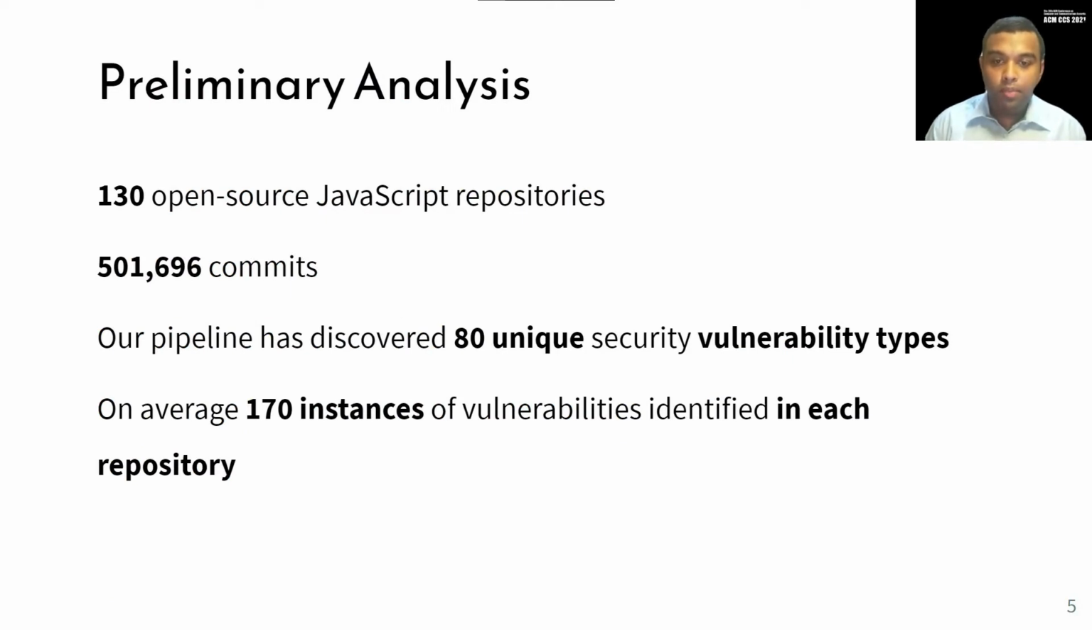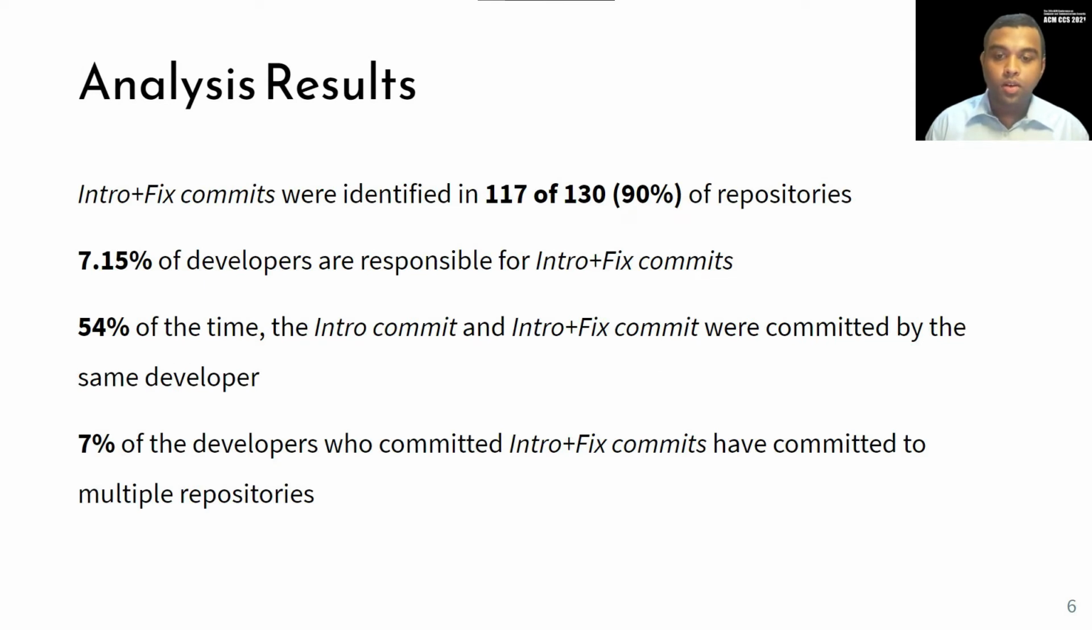Our analysis pipeline has analyzed 130 open source repositories comprising around 501,000 commits, and our pipeline has discovered 80 unique security vulnerability types, where on average 170 instances of security vulnerabilities are found in repositories. We observe intro plus fix commits in 117 out of 130 repositories, which accounts for 90% of total repositories.